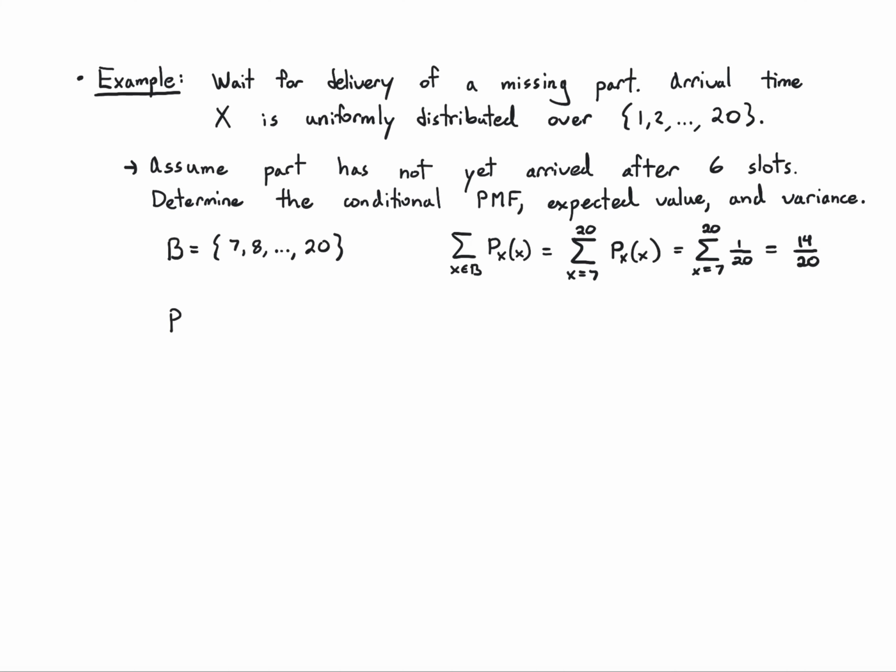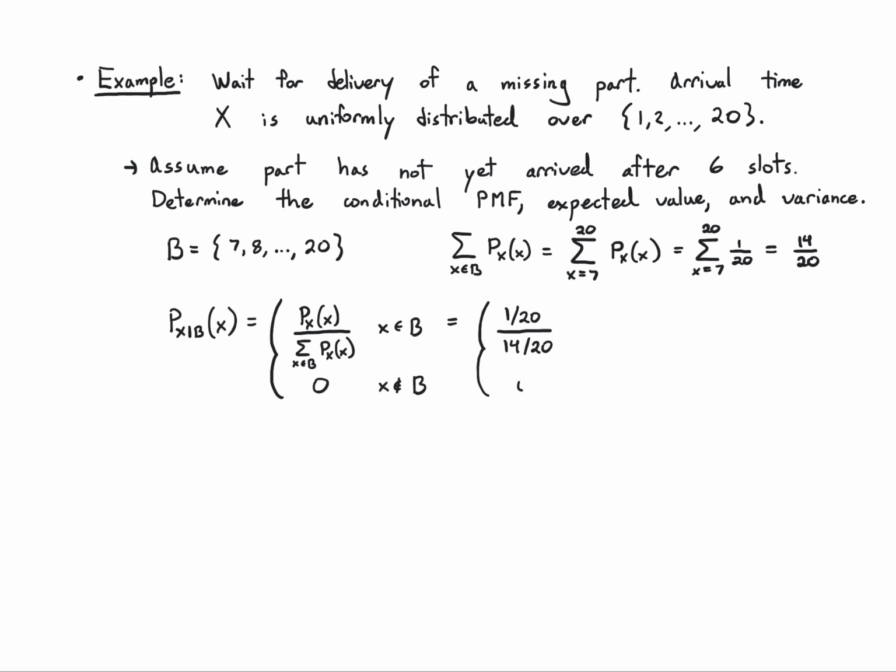Now let's go ahead and calculate the conditional PMF. As we've seen before, I can just use this formula, which is the PMF value divided by the sum over B of the PMF. So I'm renormalizing by the probability of x falling into B when x is in B, and it's 0 otherwise. In this case, it's going to be 1/20 for the PMF divided by 14/20 for the conditional PMF. That's 1/14. That happens when x is 7, 8, up to 20, so it falls into B, and otherwise it's 0.